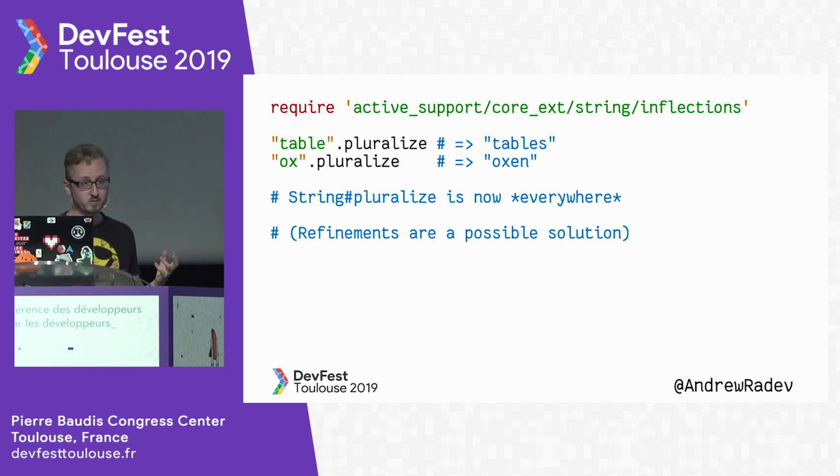Refinements are one solution. I'm not going to go too deep into it. They're not very widely used in Ruby, but consider it just a throwaway note. I don't want to go too deep into Ruby at this time.